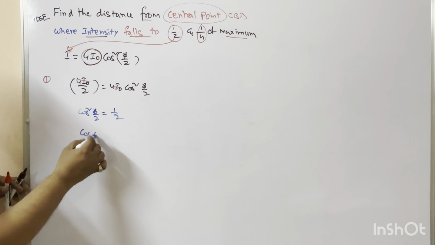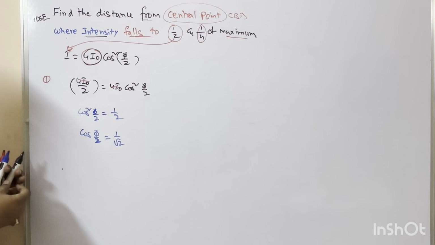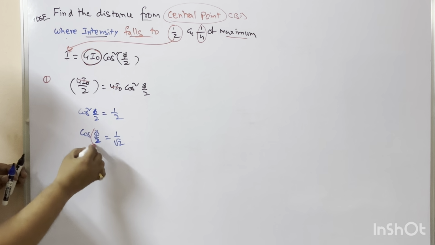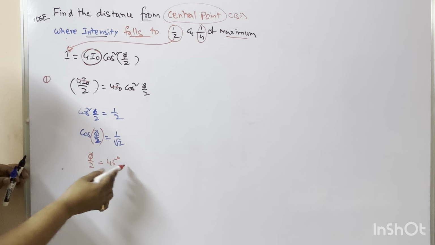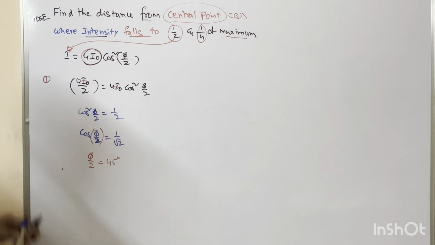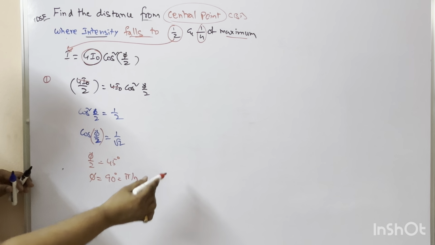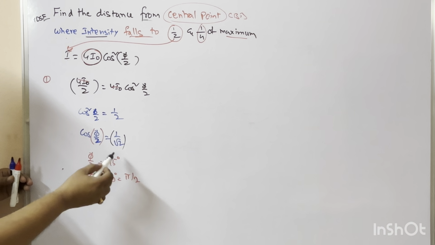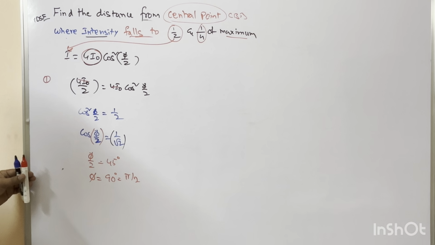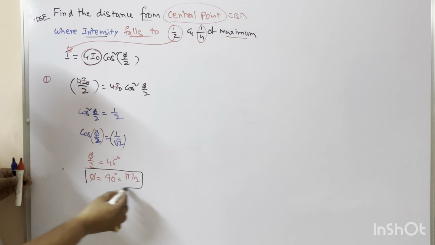Cos phi by 2 is equal to 1 by root 2. Then what is cos theta? 1 by root 2 means phi by 2 is going to be 45 degrees. Correct? So phi is going to be 90 degrees. 90 degrees means pi by 2 if you want to write in terms of pi, correct? 1 by root 2 means 45 only; cos 45 is 1 by root 2. Now you got the phase difference.